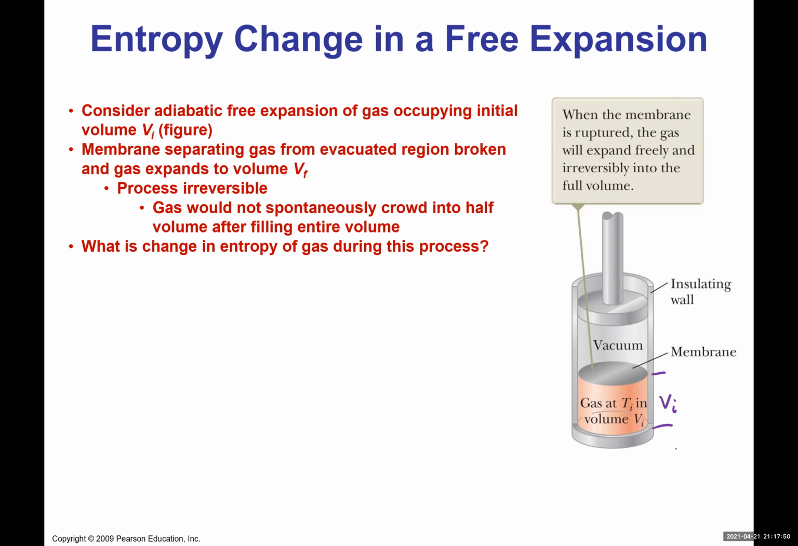Now, one of the things we have here, remember we talked about it, is that they don't do any work. So there's no work done. And once you break the membrane, this process is irreversible. You can never assume that once the gas has spread into the vacuum, it can at any time come back and accumulate in just the original volume on its own, spontaneously. The gas will never spontaneously crowd into half the volume after filling the entire volume. Now the question is, what is the change in entropy of the gas during this process?